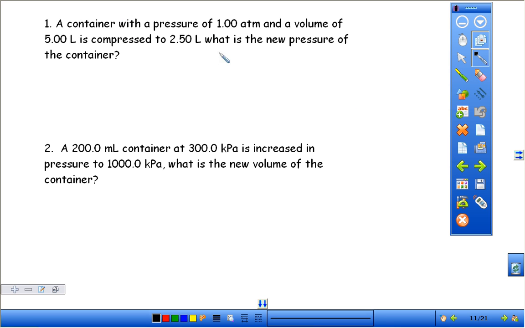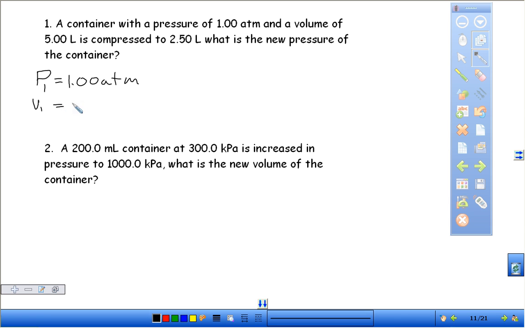So what I always do when I'm doing a problem like this is I start out and I say we have the container and the pressure is 1 atmosphere. So I'm going to put P1 is equal to 1 atmosphere. The next thing it says is the volume is 5 liters. So I write down V1 is equal to 5 liters. And it is compressed to 2.5. And so there's our V2. So I'll write down V2 is 2.5 liters. And we don't know pressure 2.